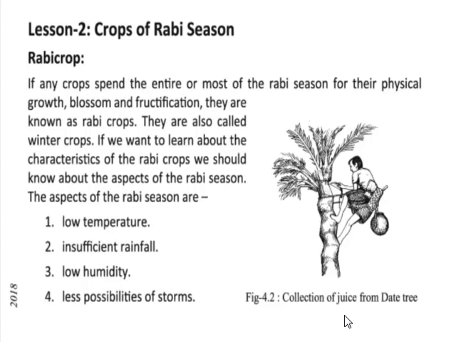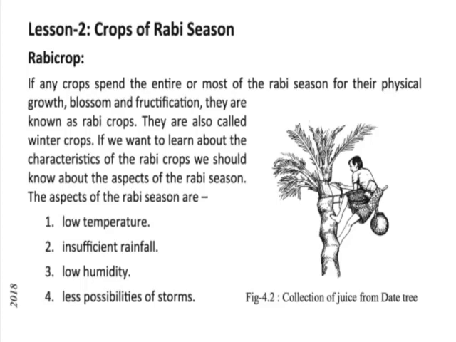If any crops last the whole duration of the Rabi season for their physical growth. Physical means bodily, and growth means the process of increasing in size. And blossom means the state or period of flowering. And fructification means the process of fructifying. What do you mean by fructifying? It means to make something fruitful or productive.